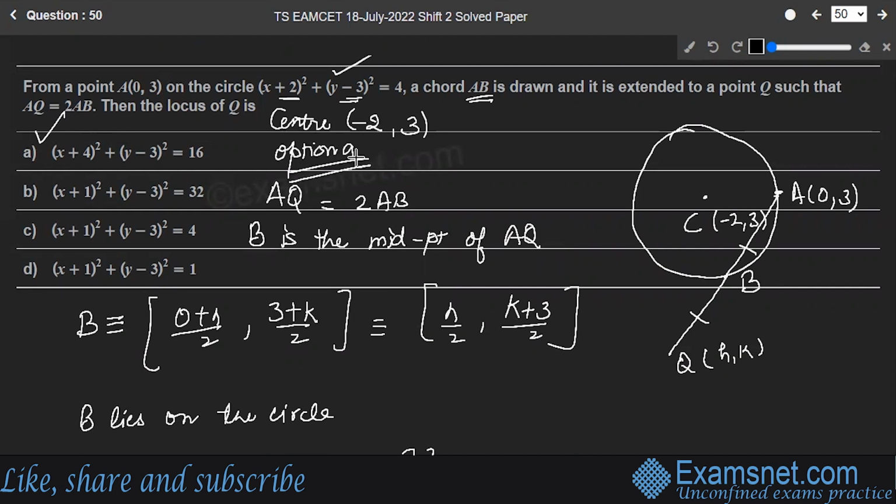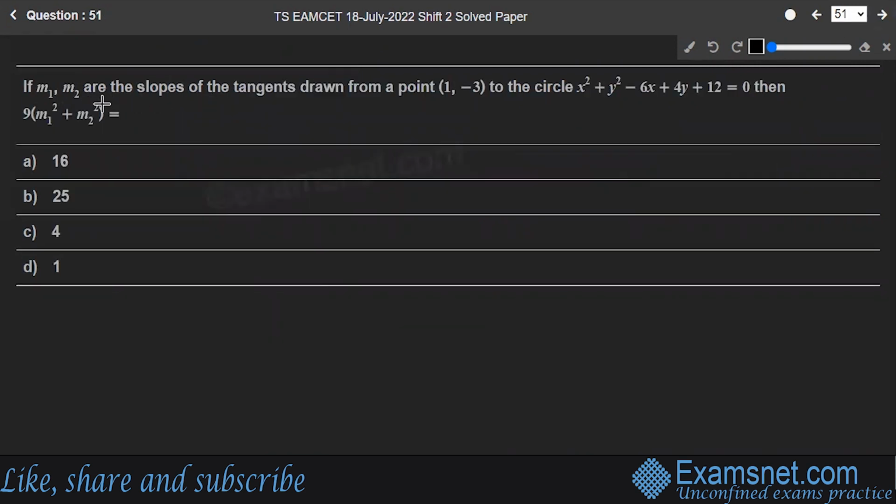Let's move to the next question, number 51. It says, if M1 and M2 are slopes of the tangents drawn from this point to this circle, then 9 M1 square plus M2 square is equal to. So let's see, this is the circle.